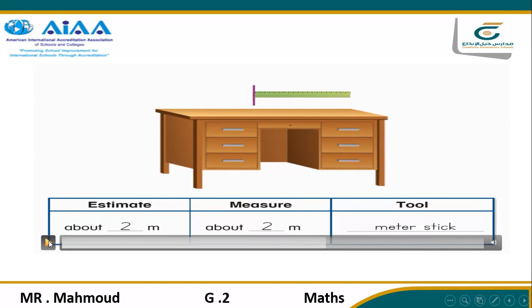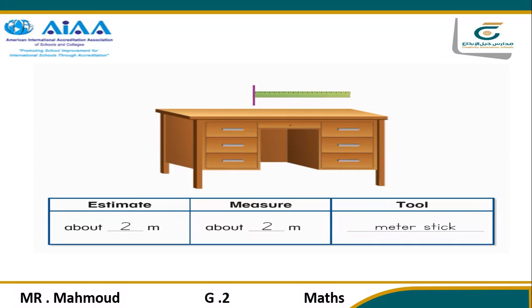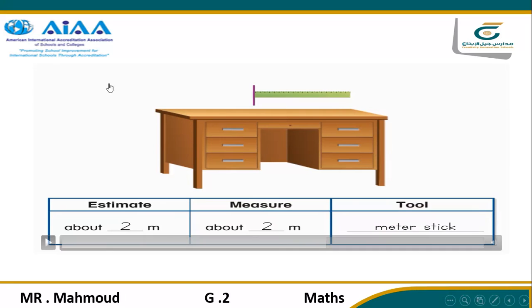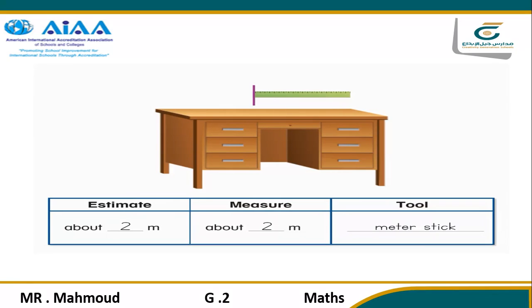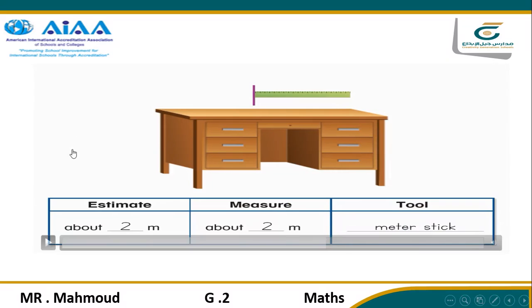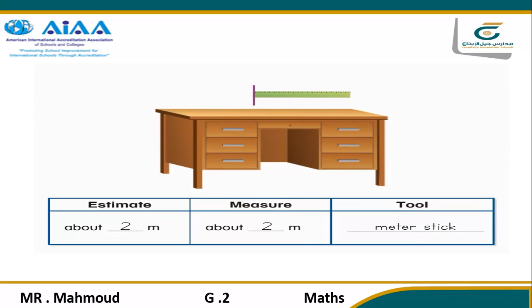So, our first tool here is the meter stick. Meter stick, its length equals 1 meter. So our table, its length equals 2 meters. It's about 2 meters. Let's continue. These students have demonstrated one way to measure the desk's length.